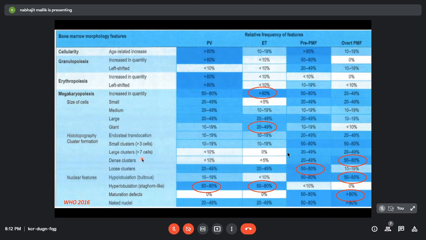We see that dense clusters and loose clusters are mostly found in PMF, although they are found in other cases as well. They are found in ET and PV as well. But dense clusters especially are mostly found in primary myelofibrosis. And what about the nuclear features? Hyperlobation is usually a sign of either ET or PV, and maturation defects are usually seen in primary myelofibrosis.